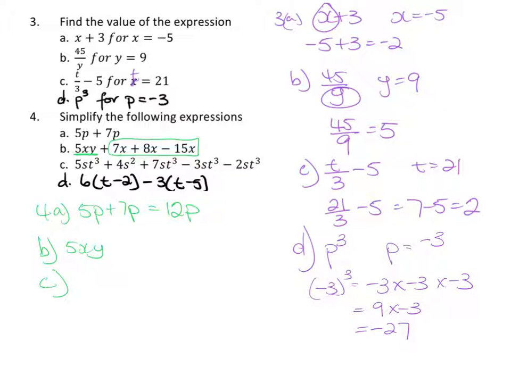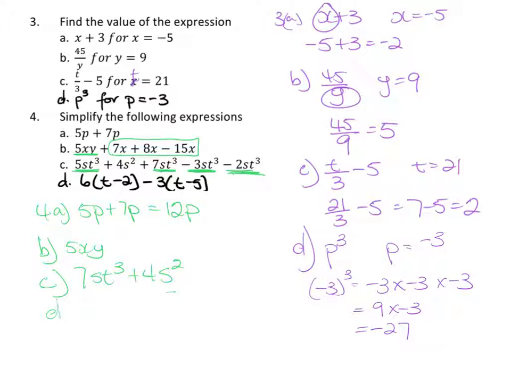C. Let's see where the like terms are. We have 5st cubed, we have 7st cubed, we have minus 3st cubed, and we have another minus 2st cubed. So 5 plus 7 is 12. 12 take away 3 is 9, and 9 take away 2 is 7. So we will get 7st cubed, and then we are just left with our 4s squared. Please note that we are adding, so the st cubed remains st cubed. We are not multiplying. Only when we multiply do we change the powers.